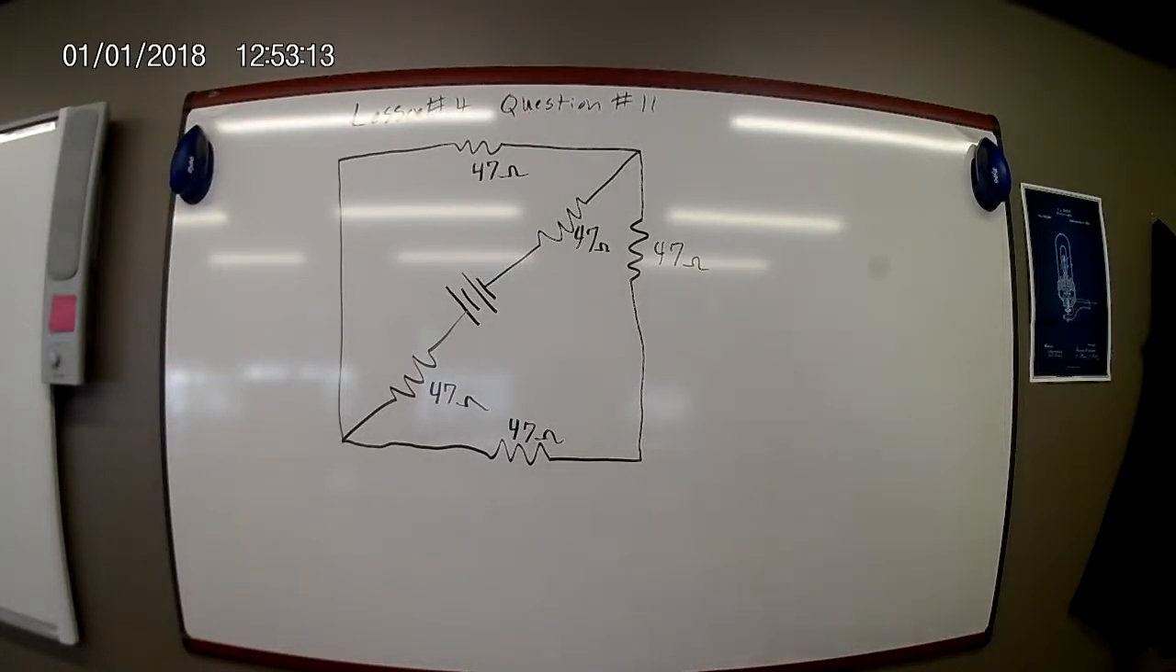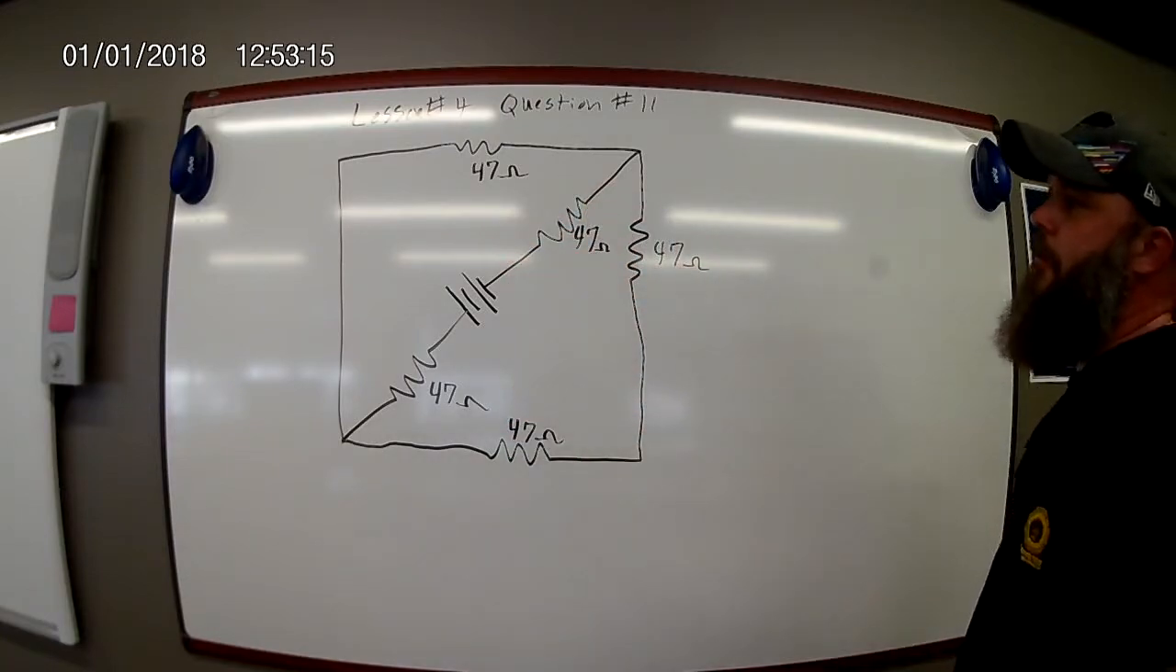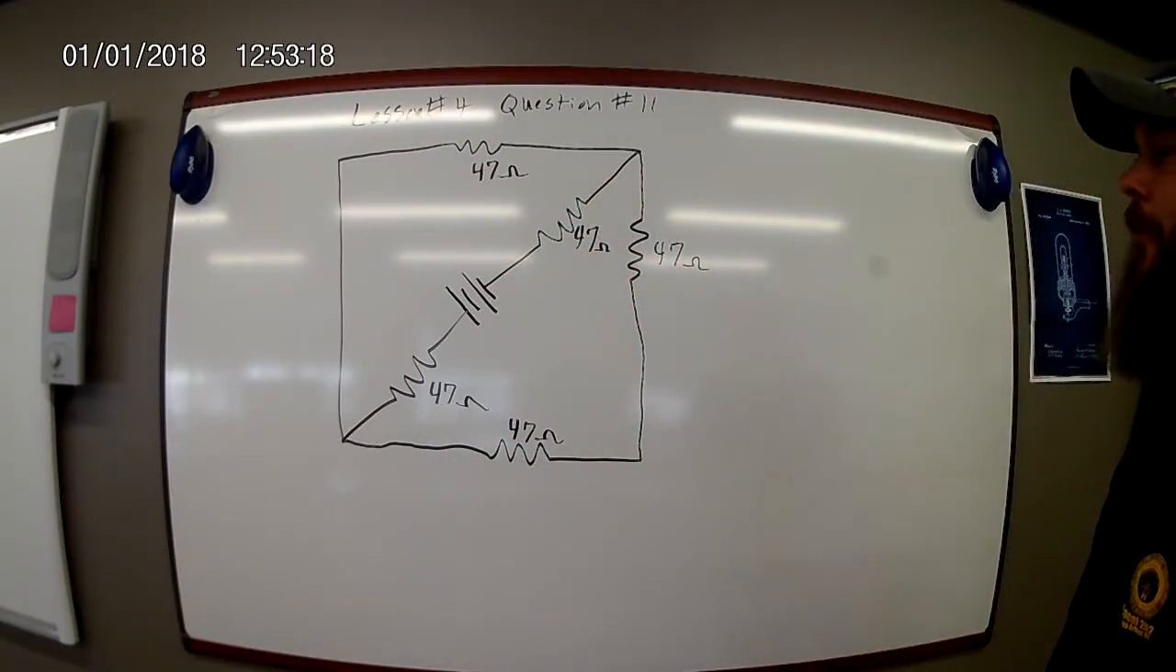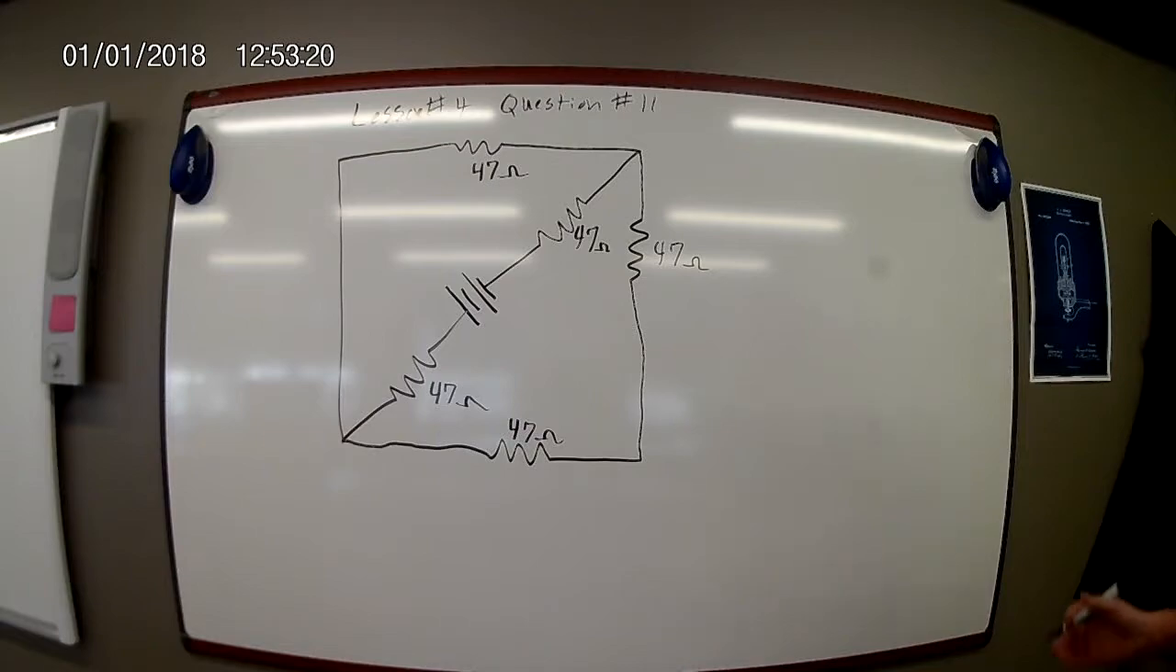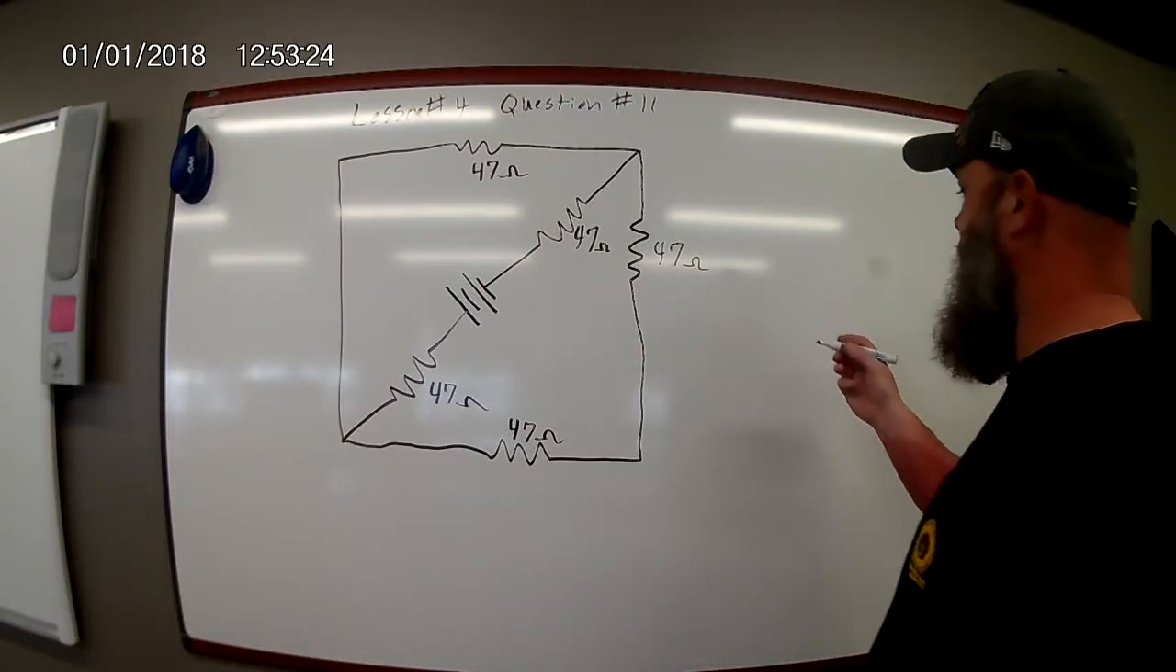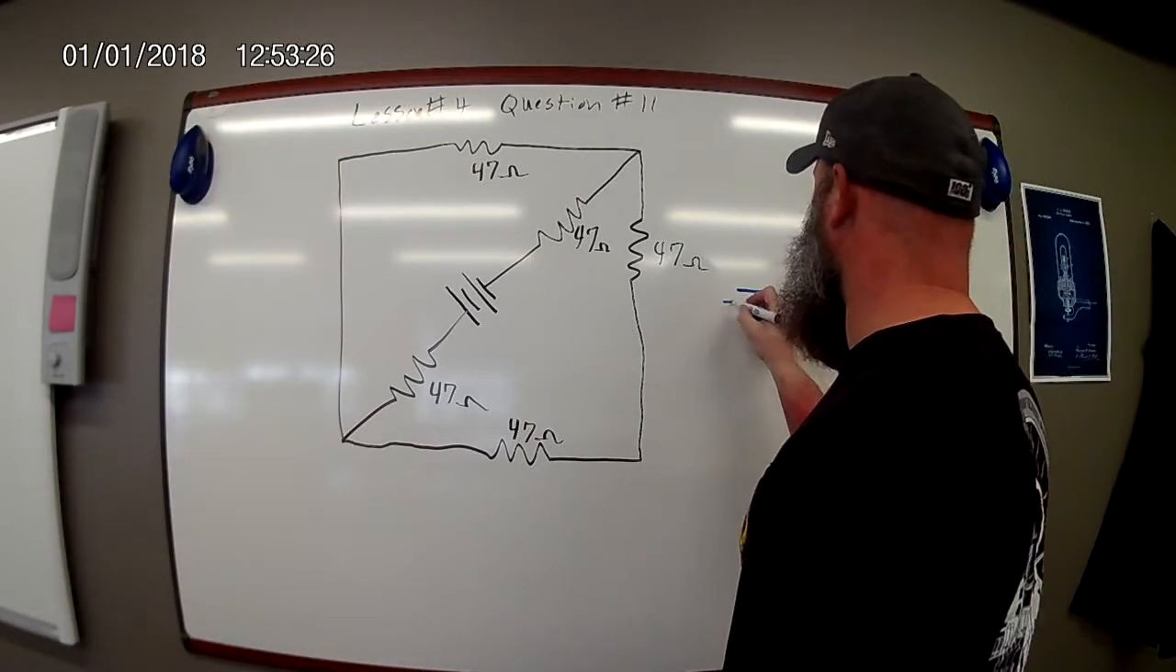Okay, let's take a second to look at this one. Lesson 4, question 11. Now, I've told you before, they're going to kind of throw stuff at you like this to try to confuse you. So let's just redraw this thing and get it to something that we're a little bit more familiar with looking at.